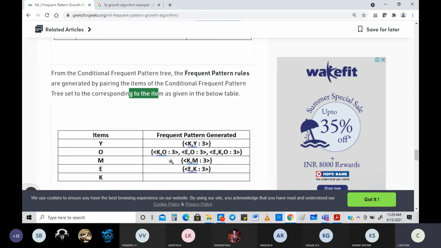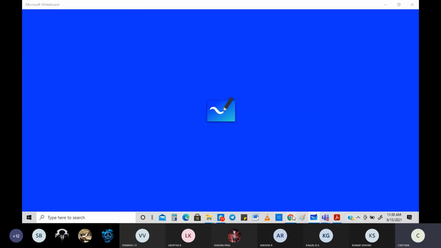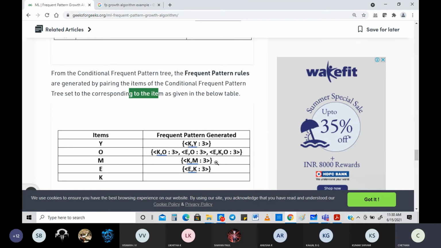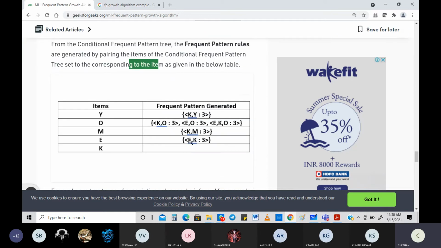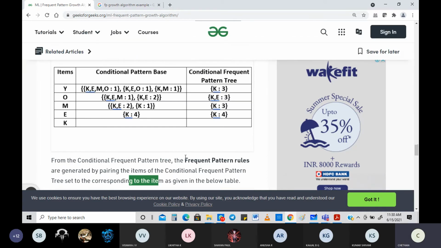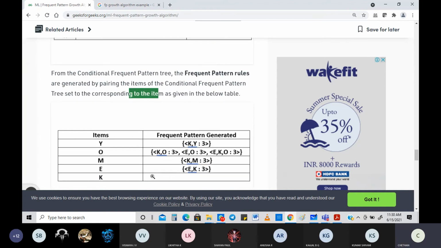And then go for the next one. M, K and M, 3. See, it's written like this. There's no greater than or lesser than, just a symbol like that. If the whiteboard opens, I'll show you how it's all done. So it's just a symbol there, nothing more. Now you see the next one, the last one. E and K with 4. It should be written 4, right? Yes. See, E and K. The last one will be left out like that.